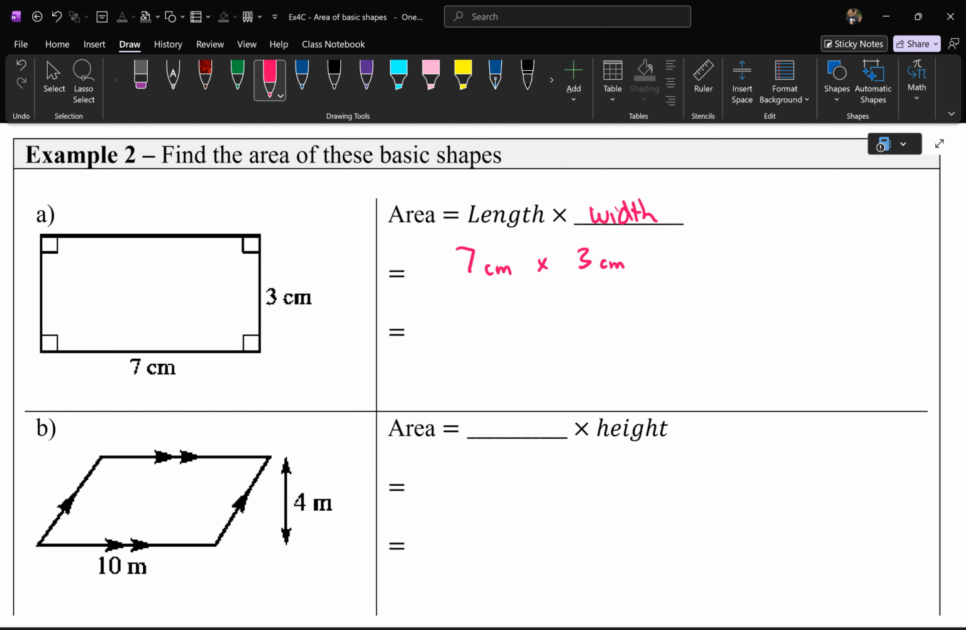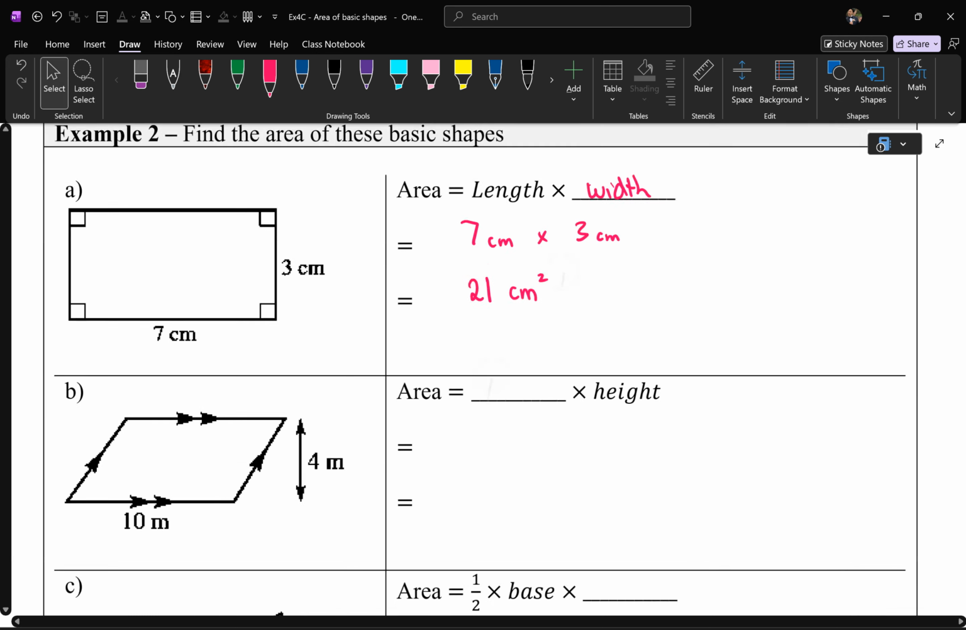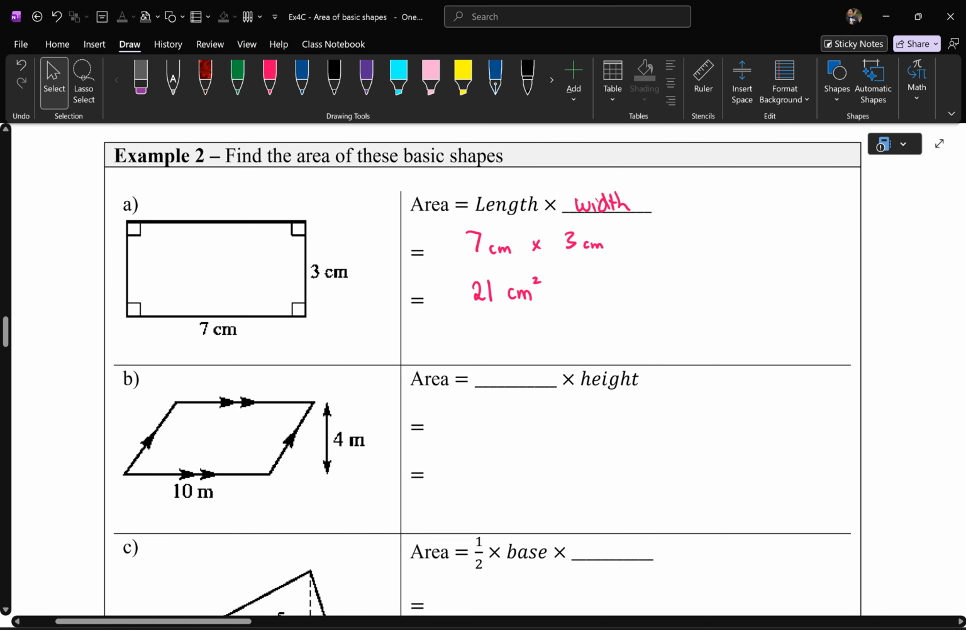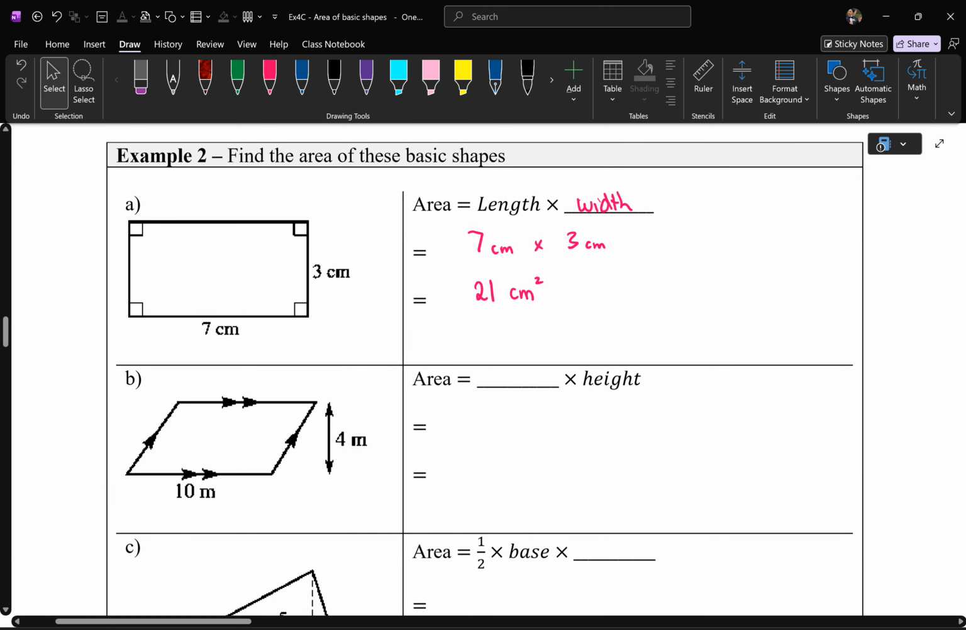7 times 3 is equal to what? Let's go with Belinda. 21. Good, but don't leave your answers like this. You must have the units, otherwise I'm going to penalize you. Good. Don't say centimeters squared. It's squared centimeters. Very good. Make sure to put the units, otherwise I'm going to penalize you.